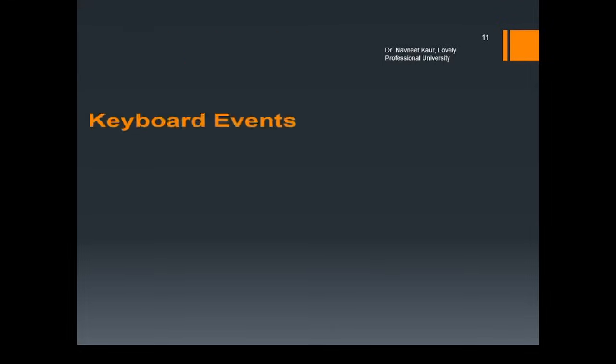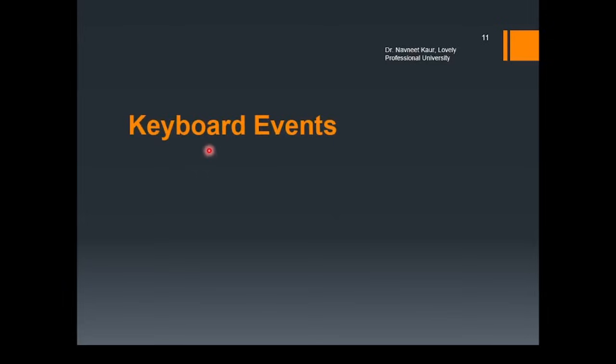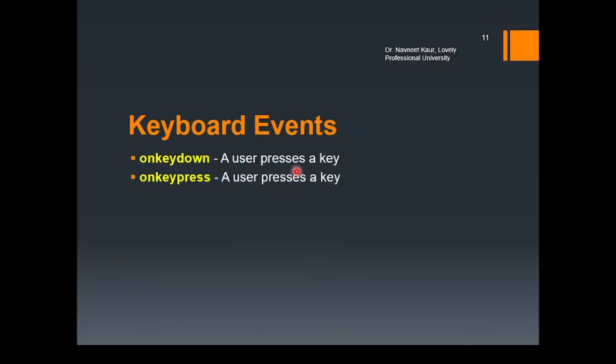Now the next kind of event is keyboard events. These are those events that are fired when we work with the keyboard, when we work with the keys of our keyboard. So the first one is on key down. It occurs when the user presses a key. Then we have on key press. Again, a user presses a key. We'll be implementing these two and understand the differences later.